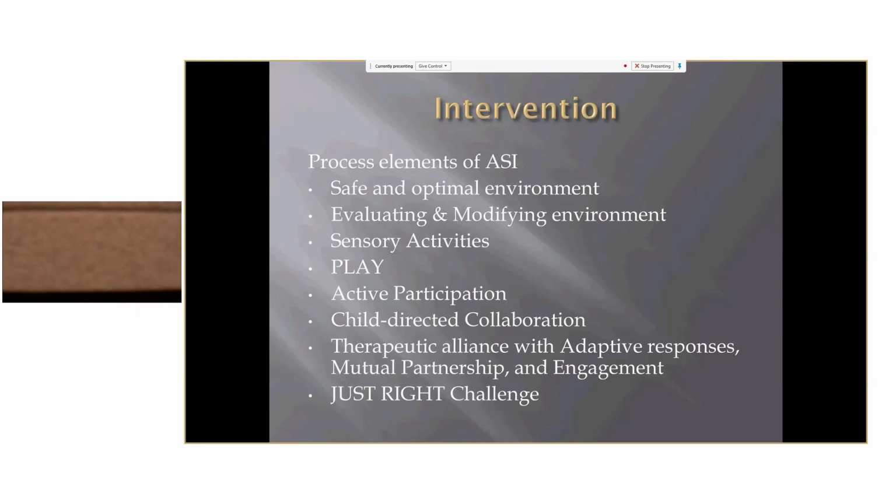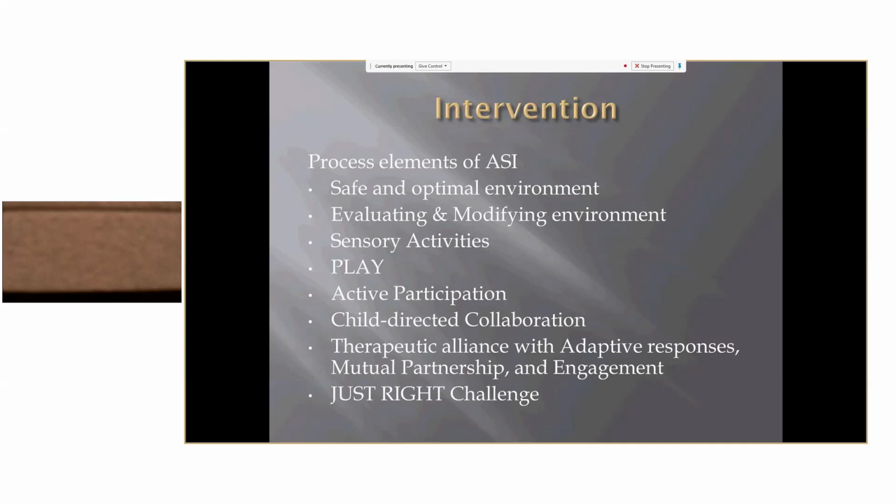And then play. A child's occupation is play, so we always want to make our treatments play-based. It's also, like we said, child-directed. A lot of times you can go with the child, see what they're doing, and then modify and adapt your treatment sessions to have them actively engaging in the sensory intervention that you planned.